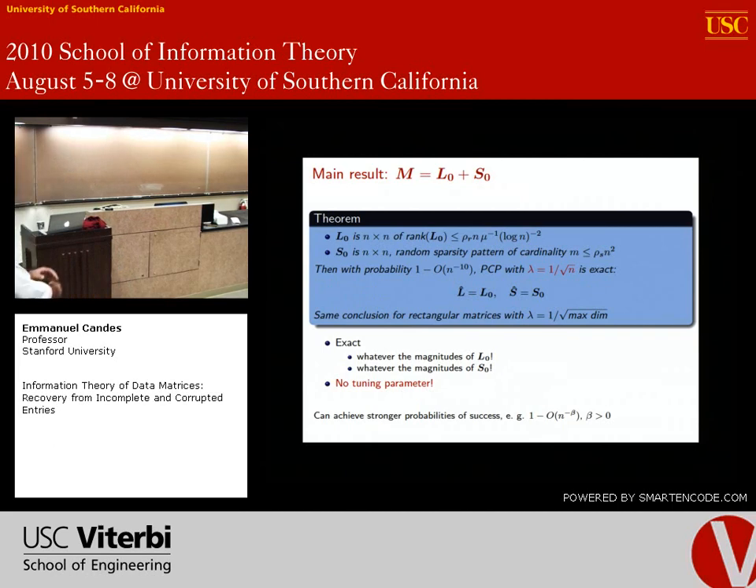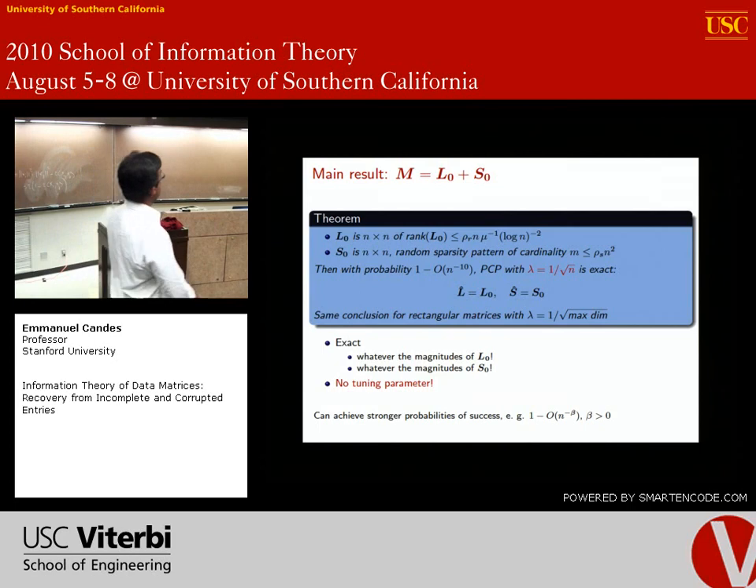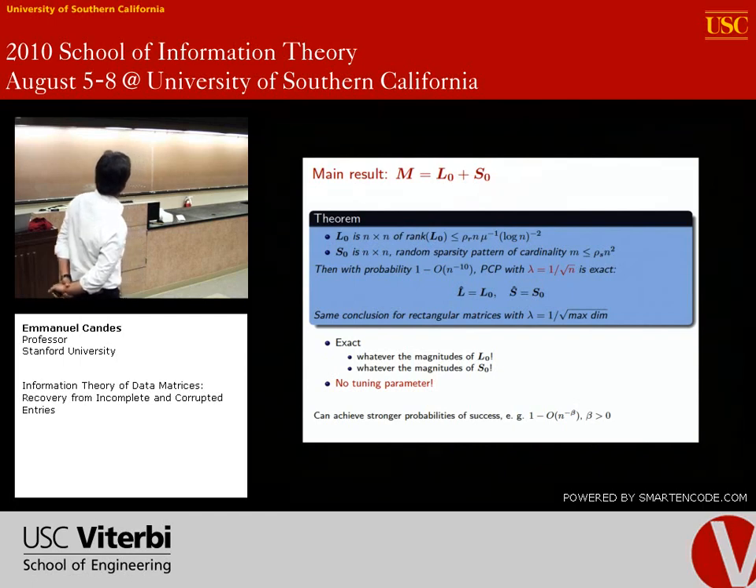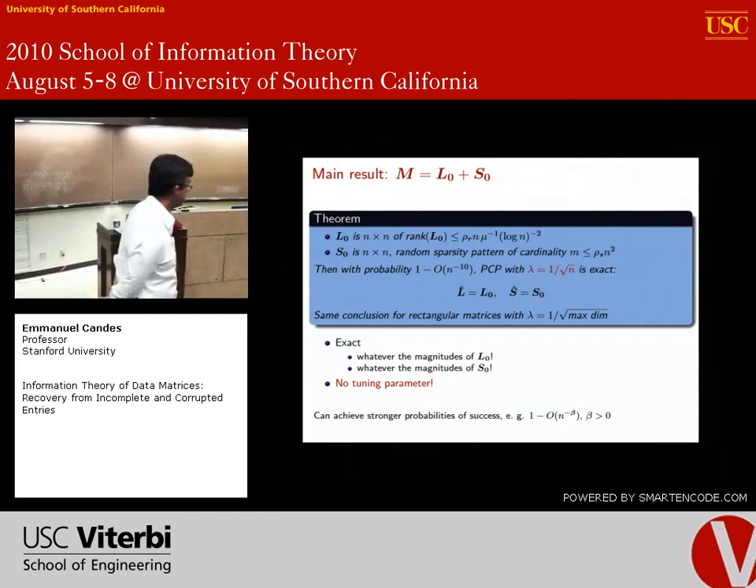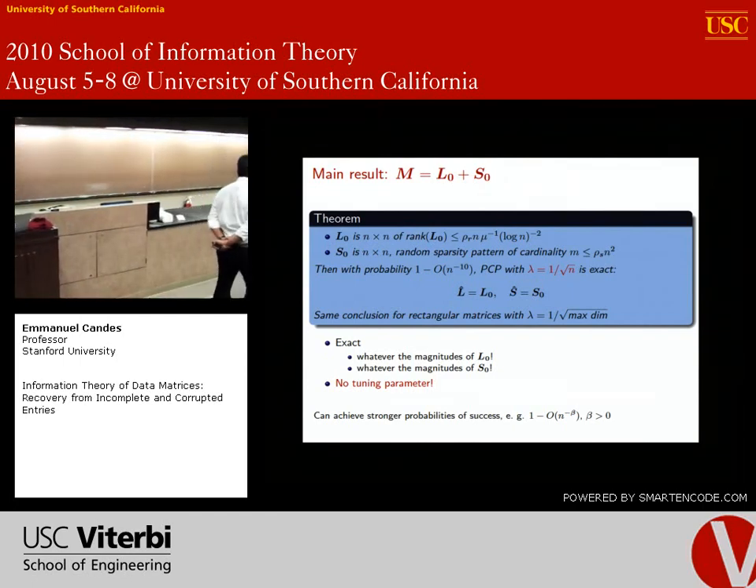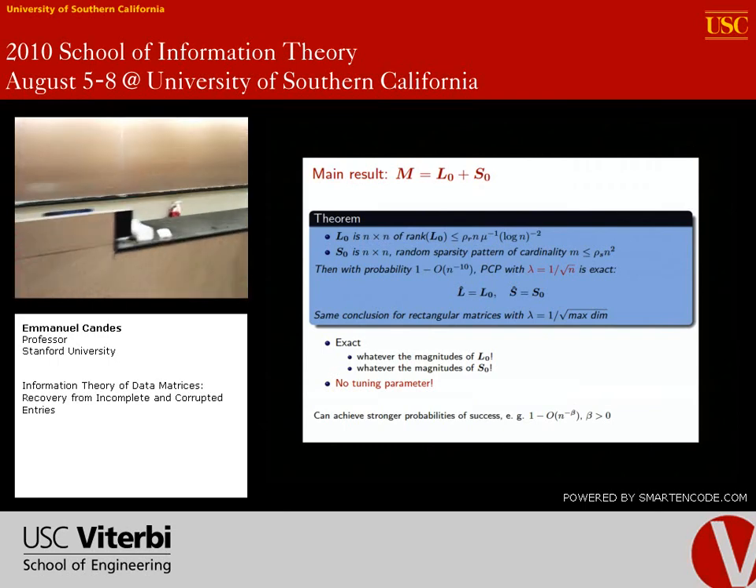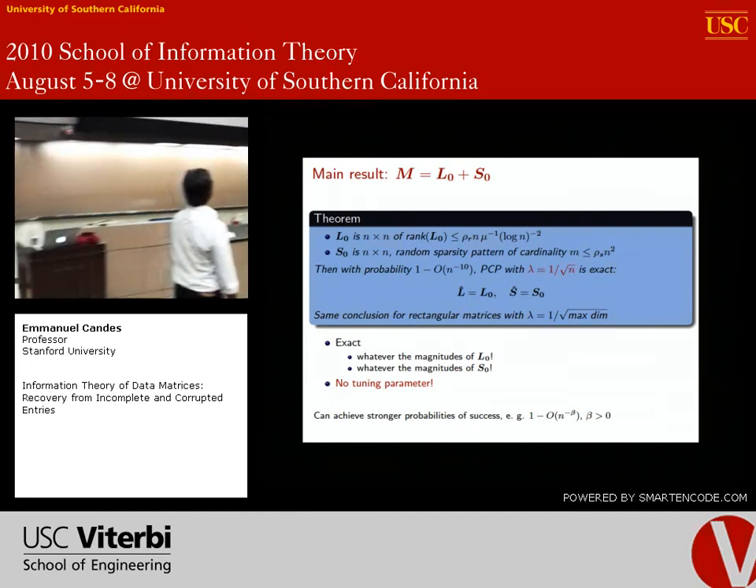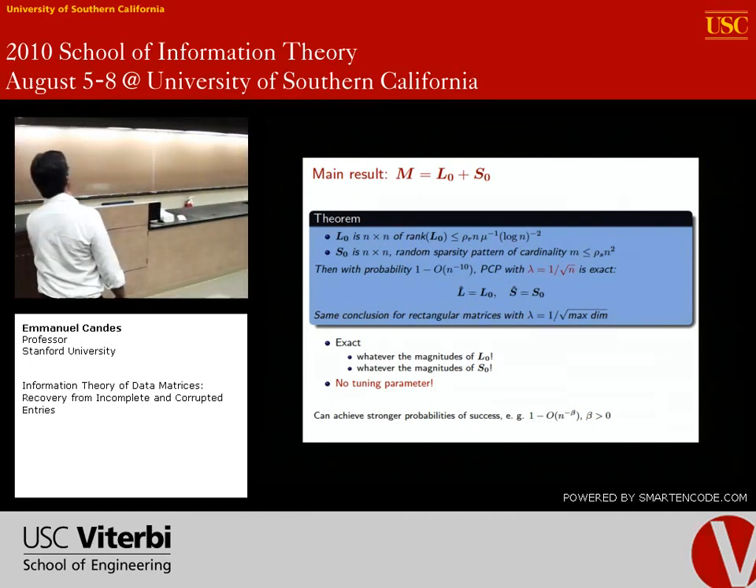Okay, and the result is this. We have this low rank matrix which has this incoherence property we talked about. The important point is the rank can be very large. We have a low rank part of rank n over log n squared, so the rank can be extremely large, almost proportional to n. So we have the sum of a low rank matrix and a sparse matrix. The low rank part can be of rank n over log n squared. We can mess up a constant fraction of the entries of this low rank matrix.